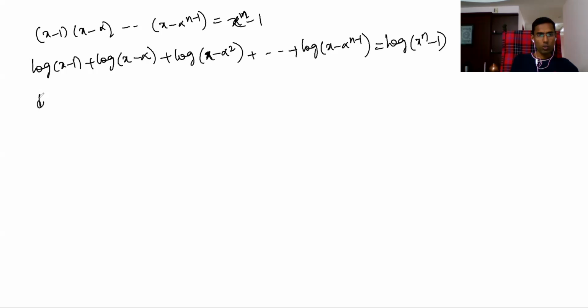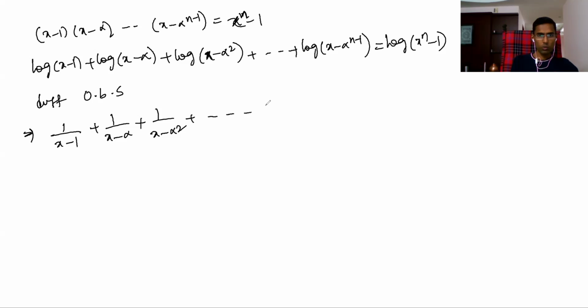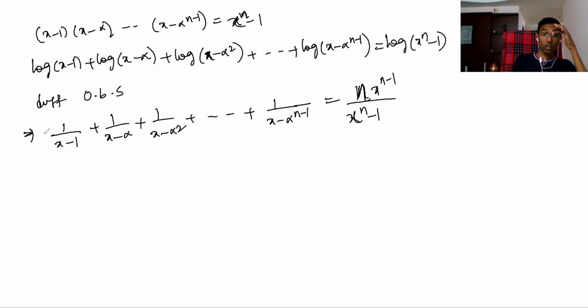If you differentiate now, differentiate on both sides, what you are going to get? You get a result: 1 by x minus 1 plus 1 by x minus alpha plus 1 by x minus alpha square like this, plus so on up to plus 1 by x minus alpha power n minus 1 equal to 1 by x power n minus 1 into n into x power n minus 1. This is the result. This is one another result.